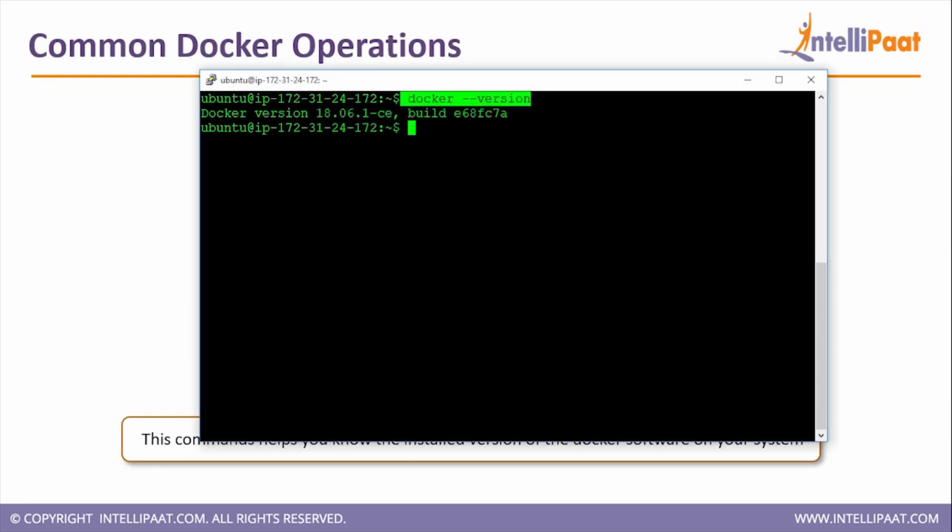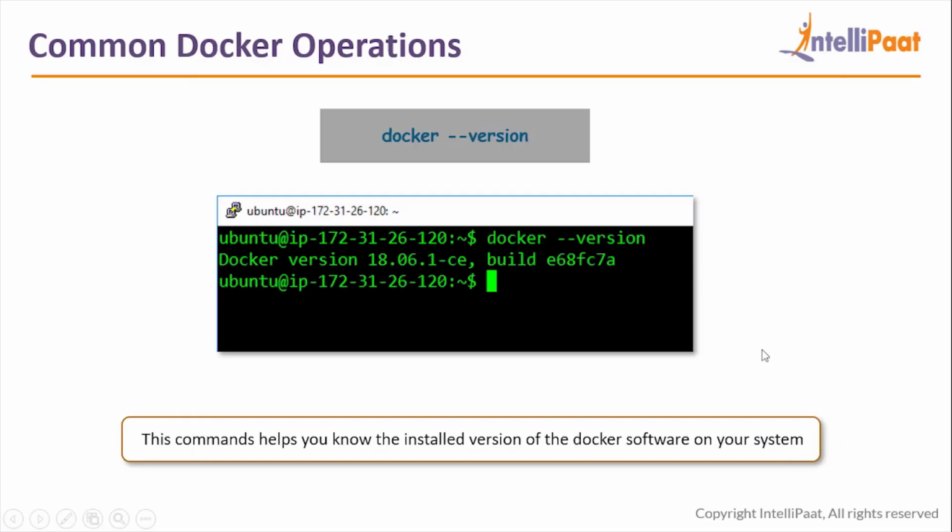All right, much better. So when we pass this command, docker version, you get the current Docker version installed on your system along with the build name. And this is exactly what this command does.